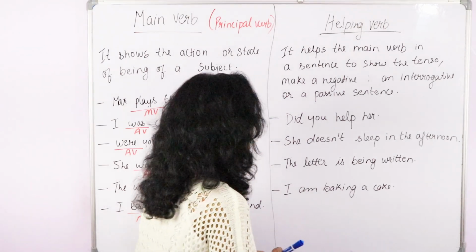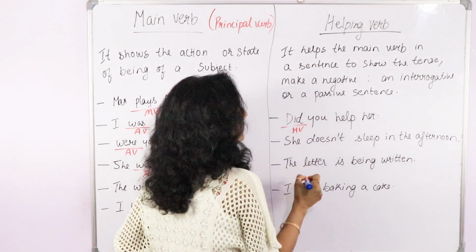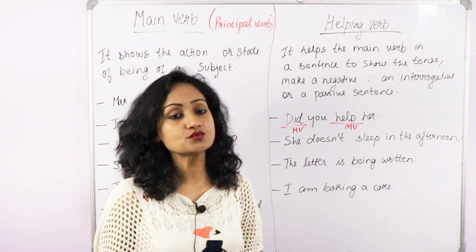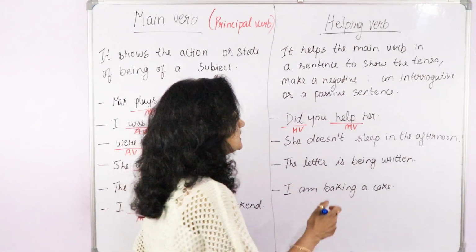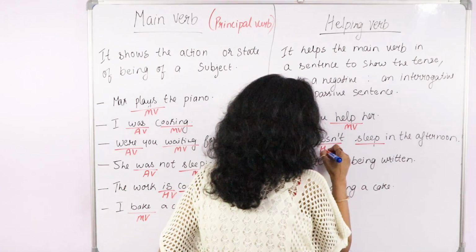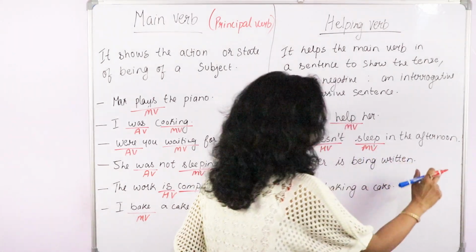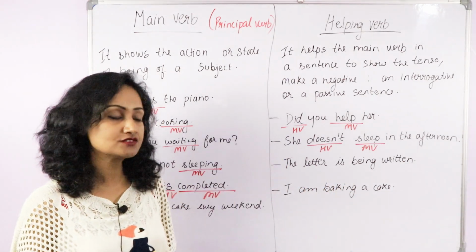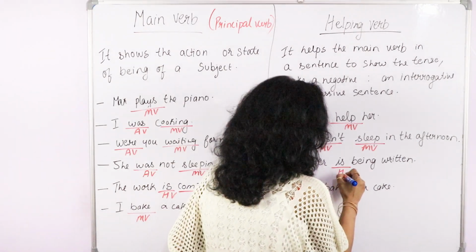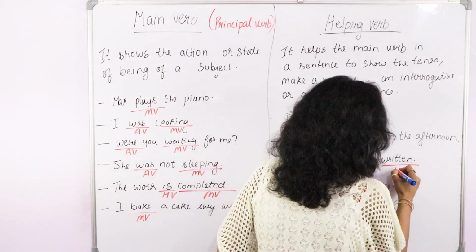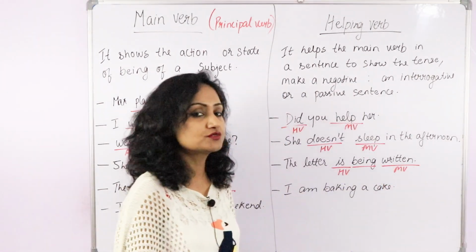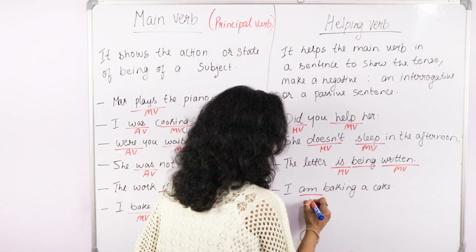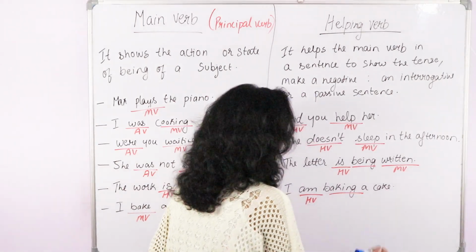"Did you help her?" Again, did is a helping verb and help is the main verb. "She doesn't sleep in the afternoon." It's a negative sentence. Again, a helping verb is helping the main verb to make a negative sentence. "The letter is being written." It's a passive sentence. "Is being" are helping verbs and written is the main verb. "I am baking a cake." Again here the auxiliary verb am is helping the main verb to show a tense.